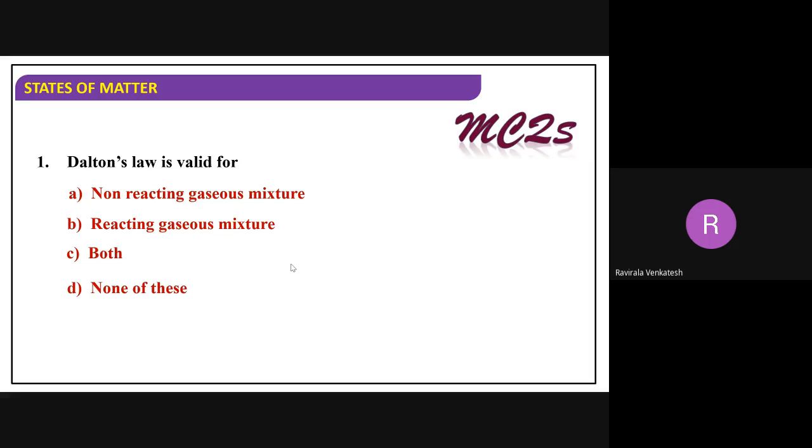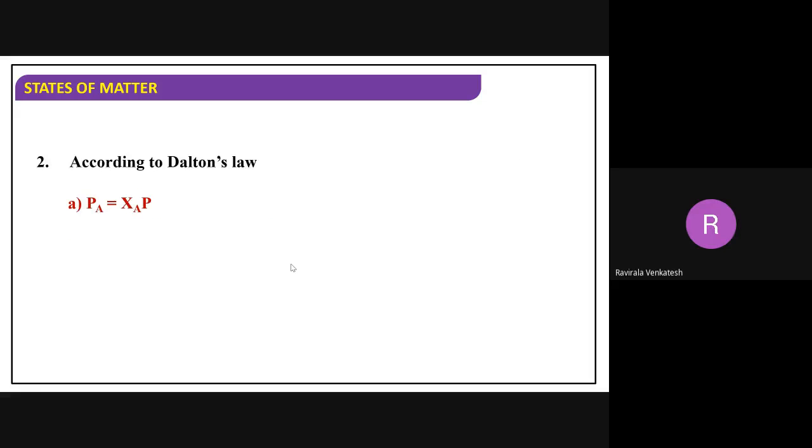Anybody give an answer for this one? Is it possible? Non-reacting gaseous mixture. Right. Which is correct one, beta? All of these. All the above. Very good. All of these.